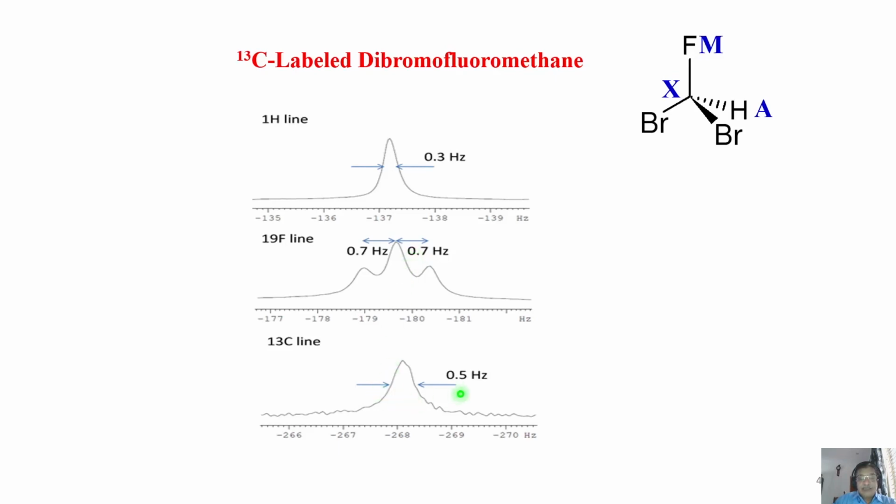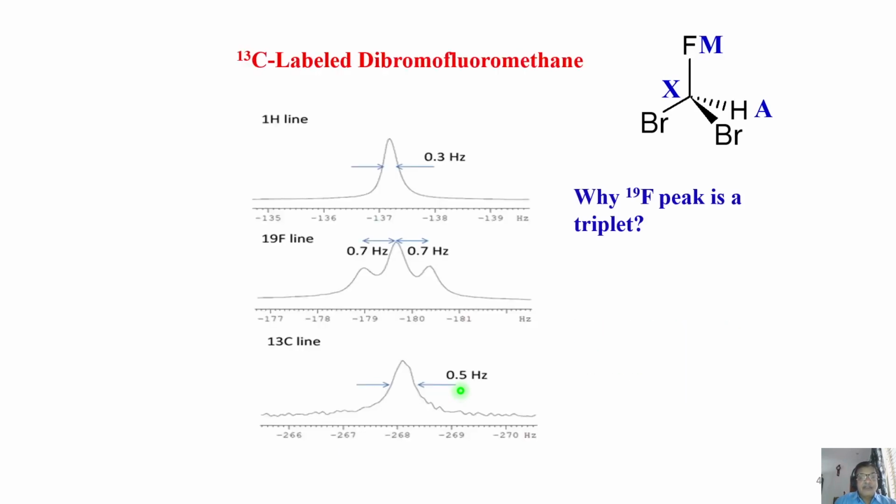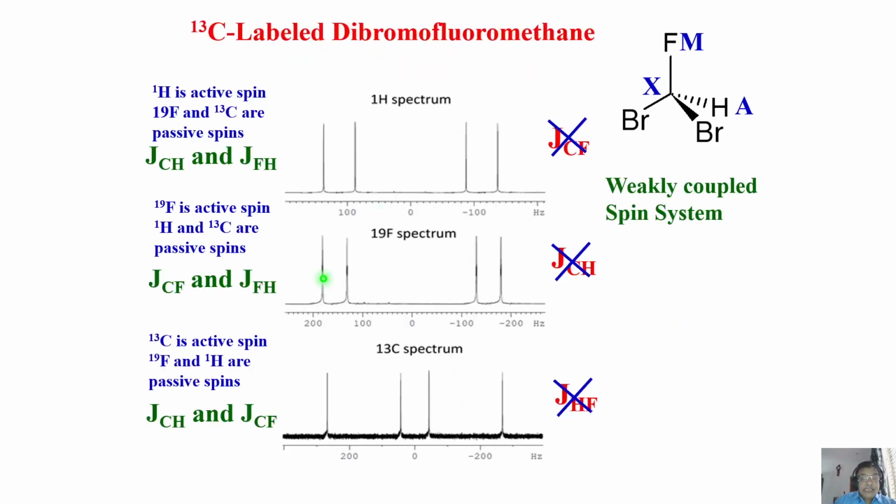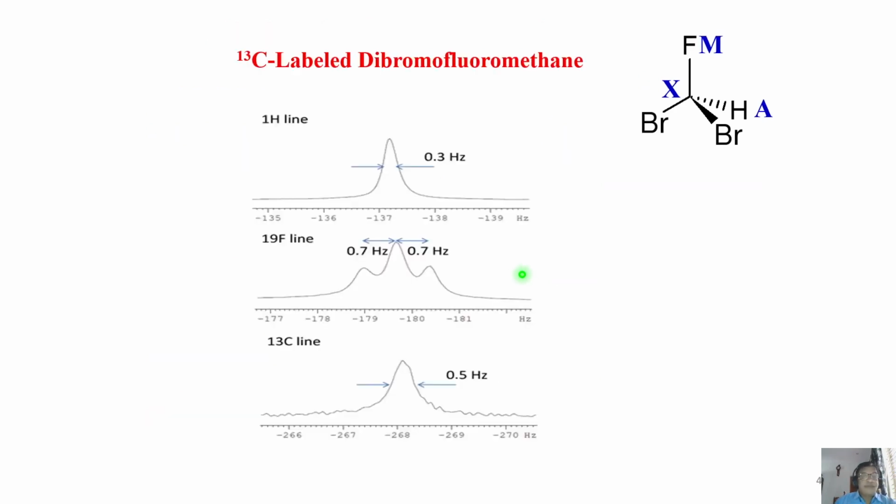Whereas carbon 13 is 0.5 hertz, but it is not an artifact or inhomogeneity. It is there, you see, each peak is behaving like that. So you can't ignore that. You have to understand why.